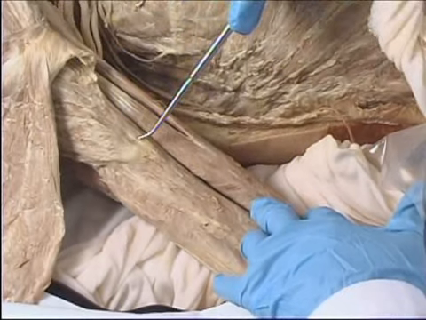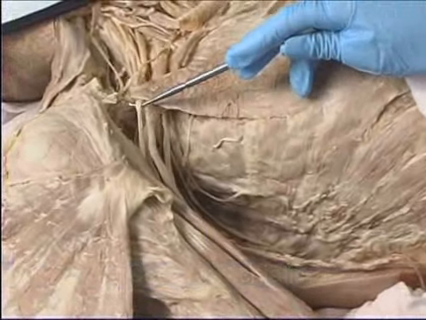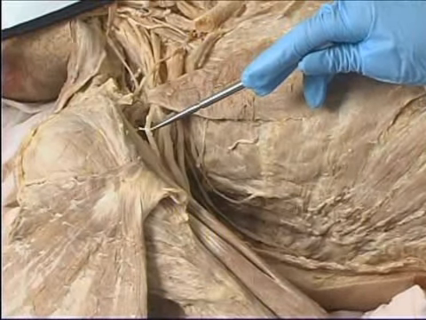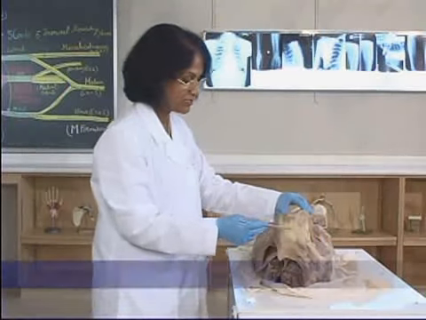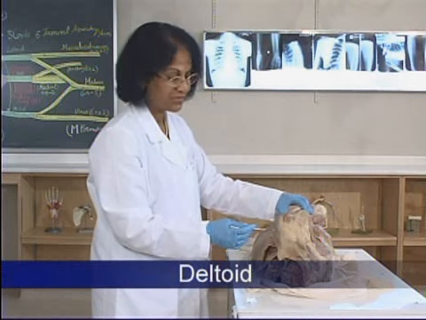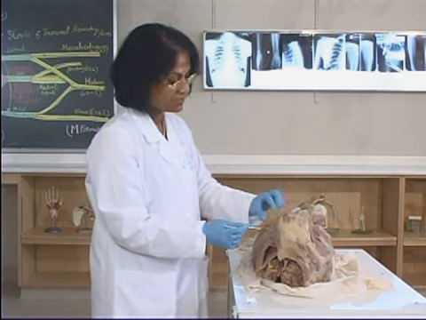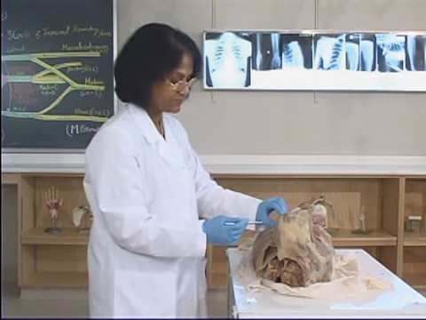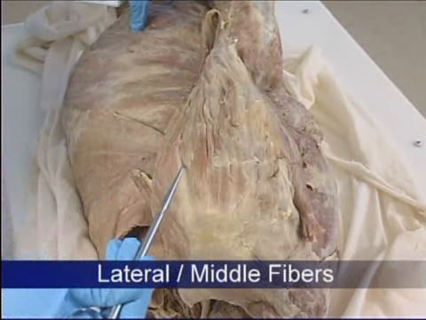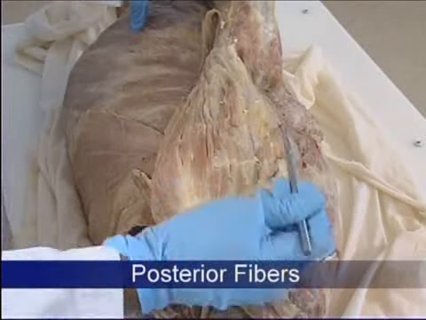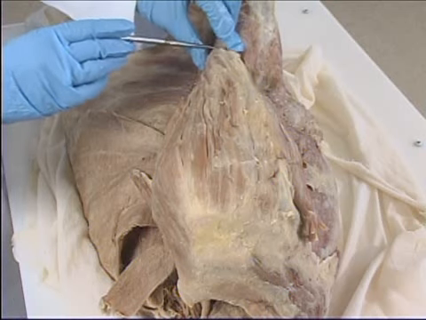Biceps, brachialis and coracobrachialis are supplied by the musculocutaneous nerve, and these muscles as a group are called BBC muscles. Let me demonstrate the deltoid muscle. It is a muscle with three distinct parts, and every part has a particular function: the anterior fibers, middle fibers and the posterior fibers. All the fibers come and join together at the deltoid tuberosity.